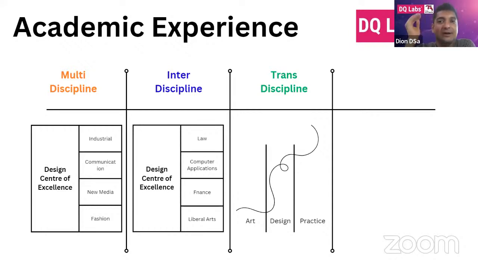Now, in the first two ideologies, what they are saying is that design is a fundamental skill that you need to use to solve problems, right? That's the multidisciplinary or the interdisciplinary option. However, when it comes to the transdisciplinary process, what they say is that design is a part of solving a problem, right? It's one of the parts of solving a problem.